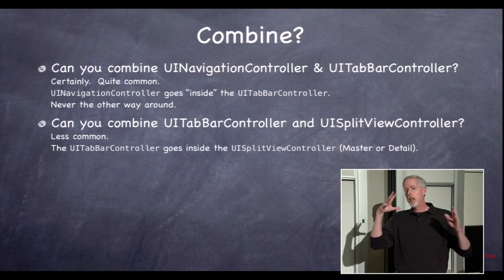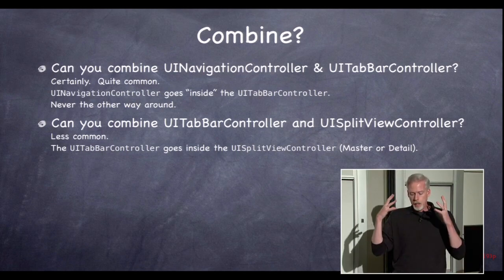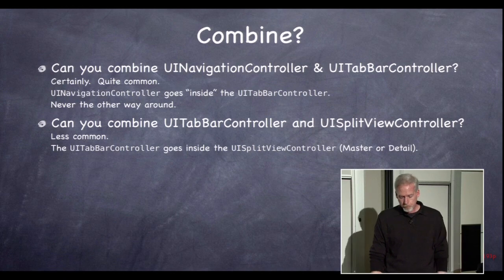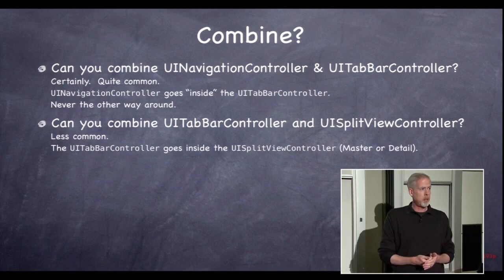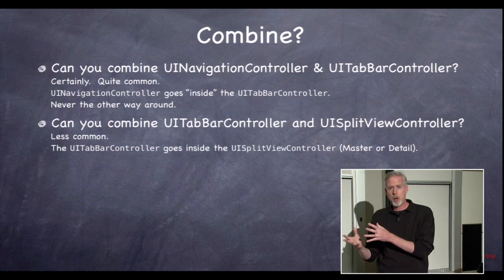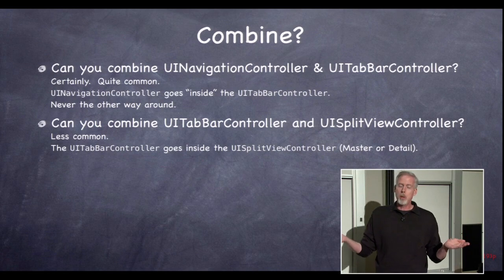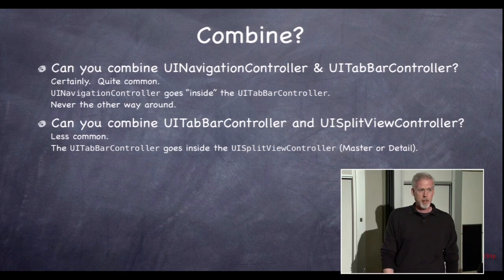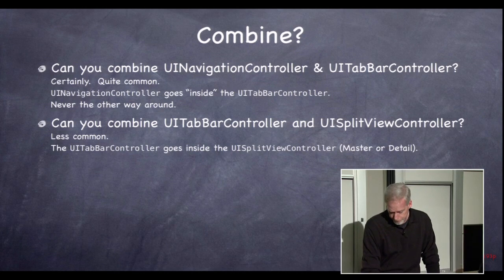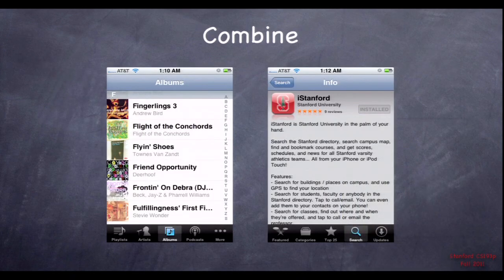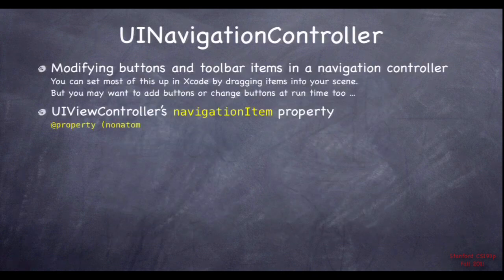Even though in the UI it might look like one's inside the other, it's always the navigation controller inside the tab bar controller. How about tab bar controller and split view controller? You can combine those as well. And obviously the tab bar controller would be inside the split view controller, either inside the master or inside the detail, or possibly both. That would be a little bit of an unusual UI, I think. But, all right. So here's what a combination would look like. I got a tab bar, and then inside the tab bar there's a navigation controller. This happens to be a table view controller on the left, some kind of generic UIViewController on the right. Make sense? You've seen that before, I'm sure.